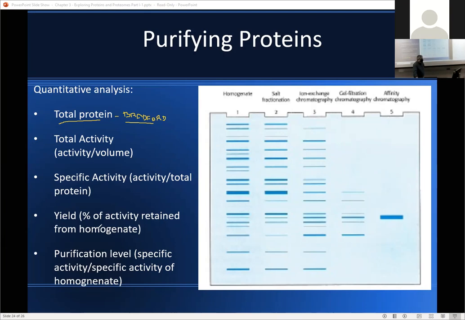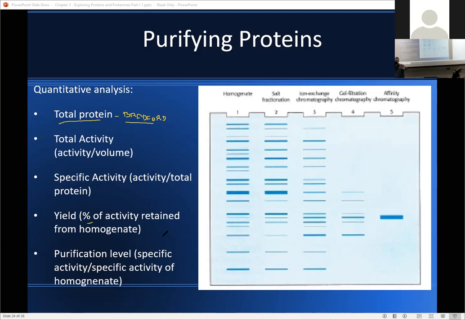Next, we want to look for yield. Yield is percent of activity retained from the homogenate. As I said before, once we get our purified protein sample, it's only going to be about 1% of the total protein of interest that you started with, if you're lucky. So the homogenate is referring to the crude homogenate. That's the stuff you get right after you break the cells open. You want to assay that for your protein of interest and then assay your final purified protein with the same assay.